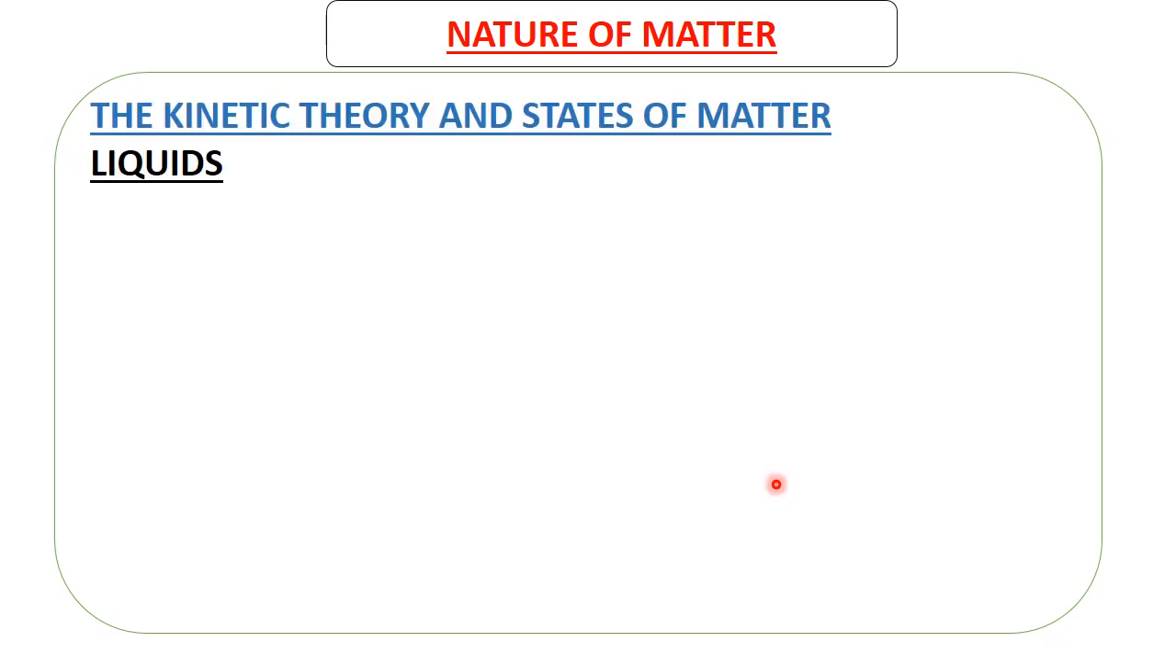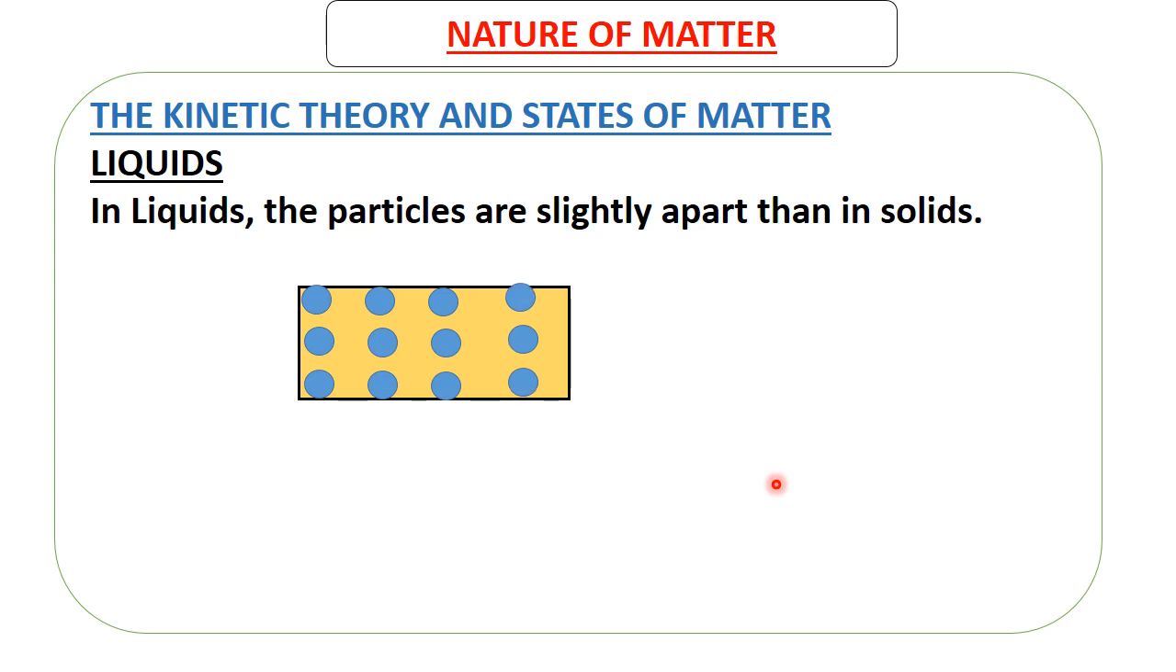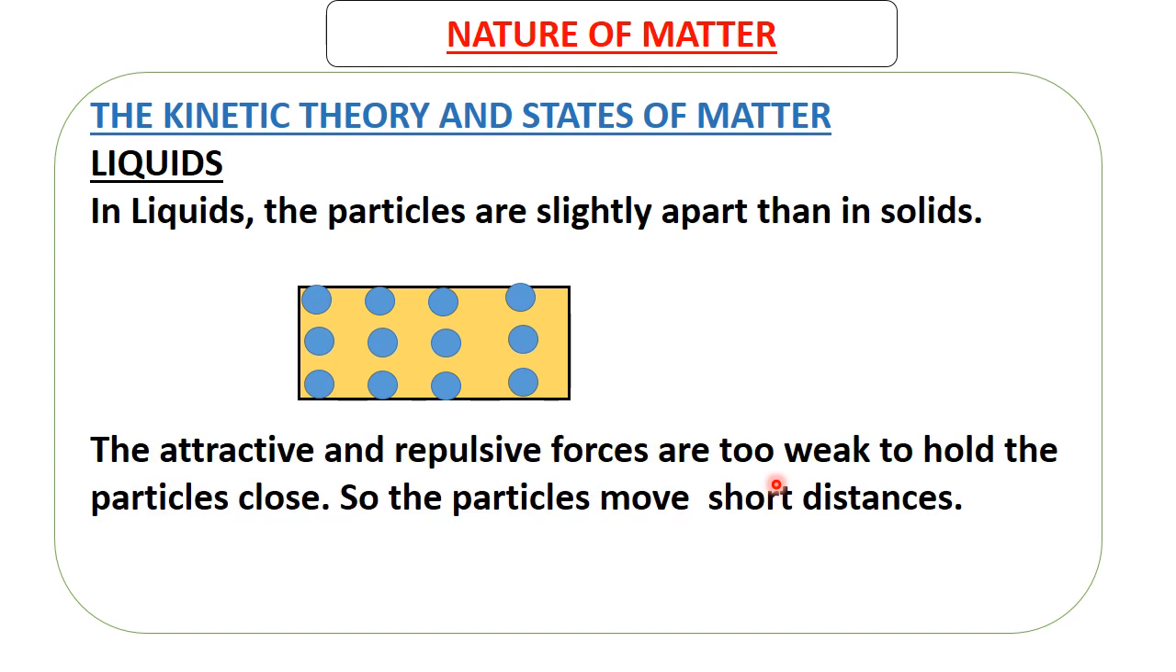So we're going to take a look at liquids. What is the composition of liquids using the kinetic theory? In liquids, the particles are slightly further apart than in solids. Given a liquid substance, the particles are packed like this. There are spaces in between the particles. So what can we learn about the behavior of the particles because of these spaces in between them? We can learn that the attractive and repulsive forces are too weak to hold the particles close. So the particles move short distances.